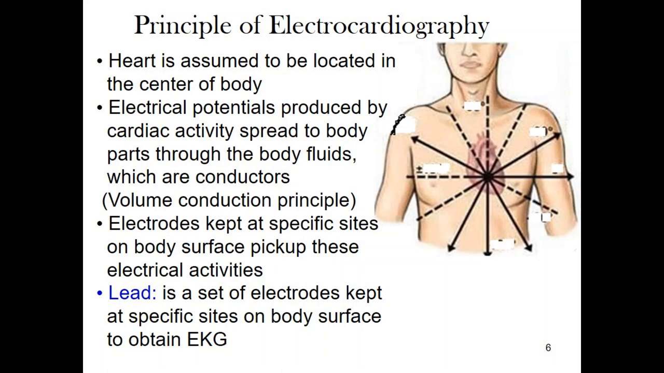So if you keep a sensitive electrode on any particular part of the body, and these electrodes are fed to a galvanometer, the galvanometer deflects. This is the basis of electricity. So electrodes are kept at specific sites in the body. They pick up these electrical activities, and these are fed to the machine. What you literally get is a deflection, which may be recorded on a paper. For that, you need a specific set of electrodes, which you call a lead, L-E-A-D. It's a set of electrodes kept at specific sites on the body surface to obtain the final electrocardiogram, the EKG. This is the simple principle.